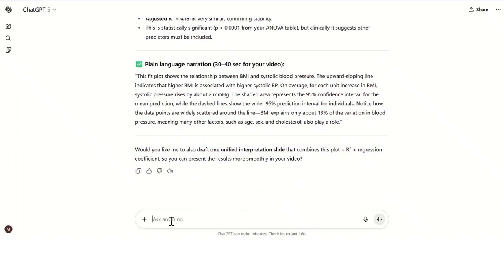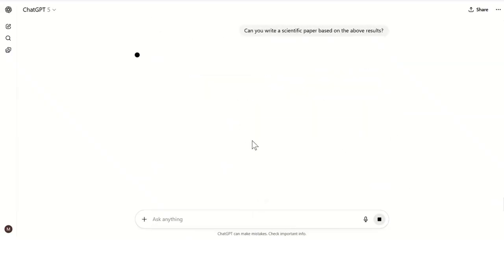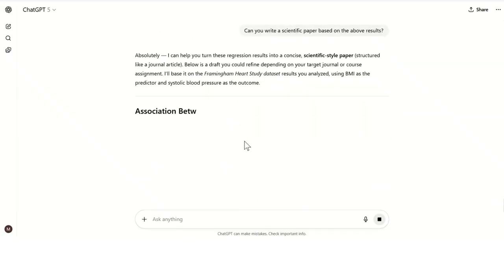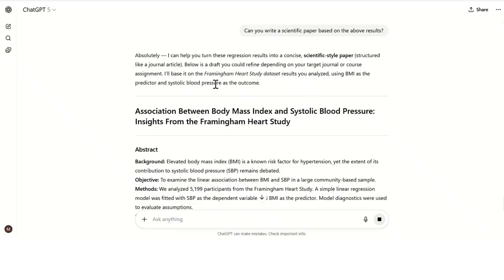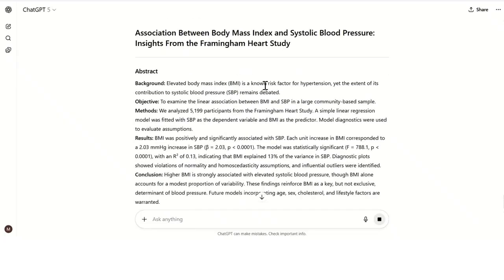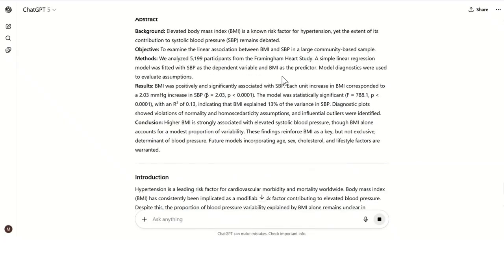So next we can even ask ChatGPT to write an article, a scientific paper based on all these results. So I'm just going to do exactly that. Can you write a scientific paper based on the above results? It is not going to be high quality, but at least it's going to give us some baseline for us to include our human expertise in the paper.